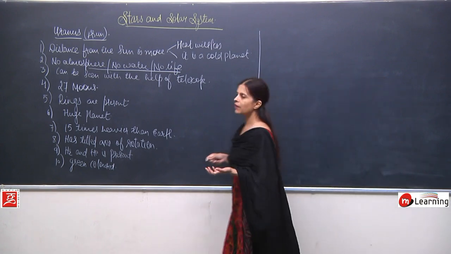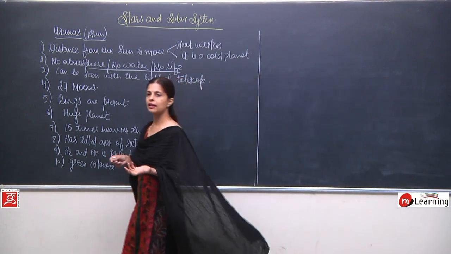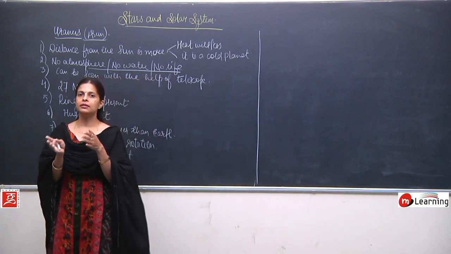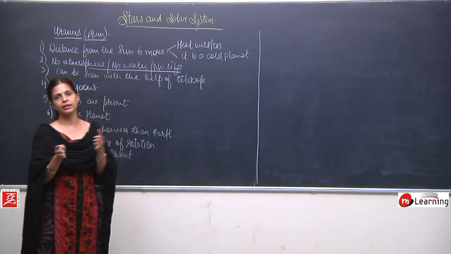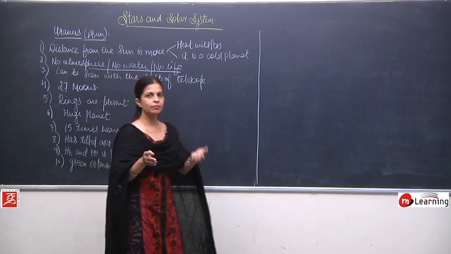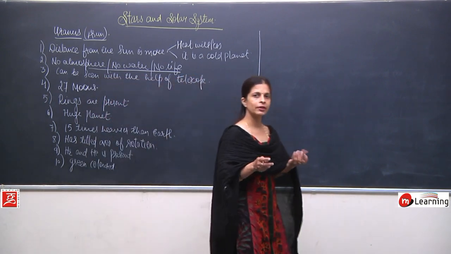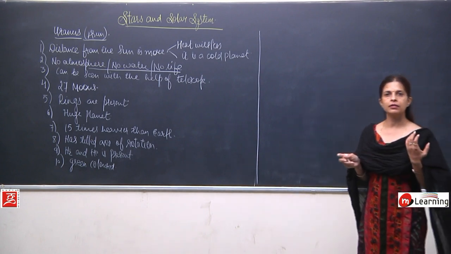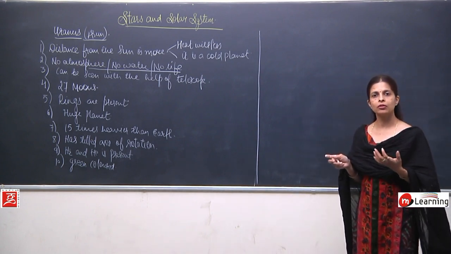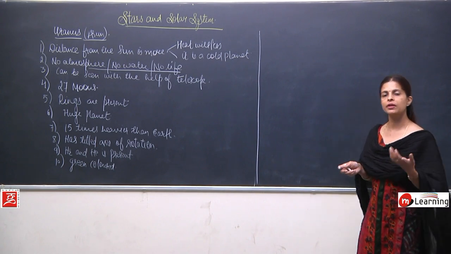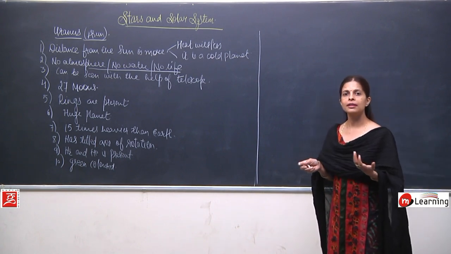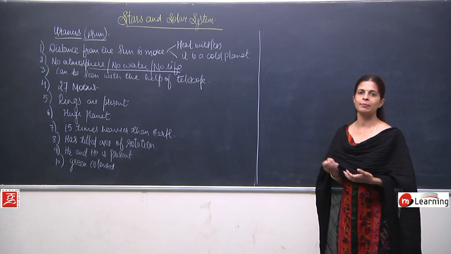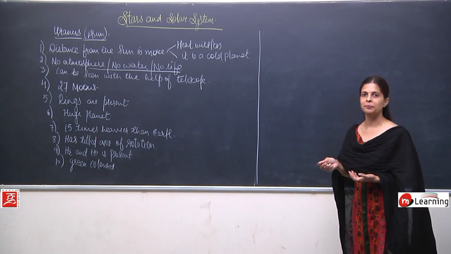And again, the presence of hydrogen and helium. These two, three features are very common in the last two, three planets, like the presence of the rings, the presence of hydrogen and helium. And when we talk about what is common in all, so no atmosphere, no life, no water. All these are very, very common among all the planets except the Earth.